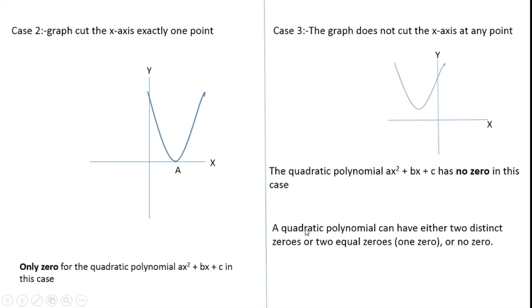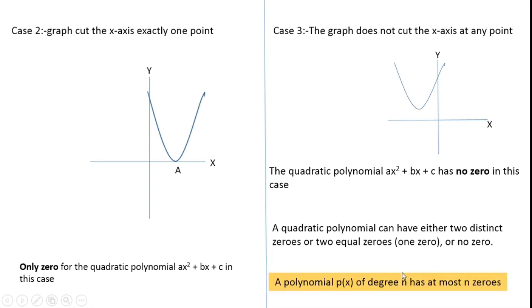So, a quadratic polynomial can have either two distinct zeros or two equal zeros, that means one zero, or no zero. Hence, we can conclude that a polynomial p of x of degree n has at most n zeros.